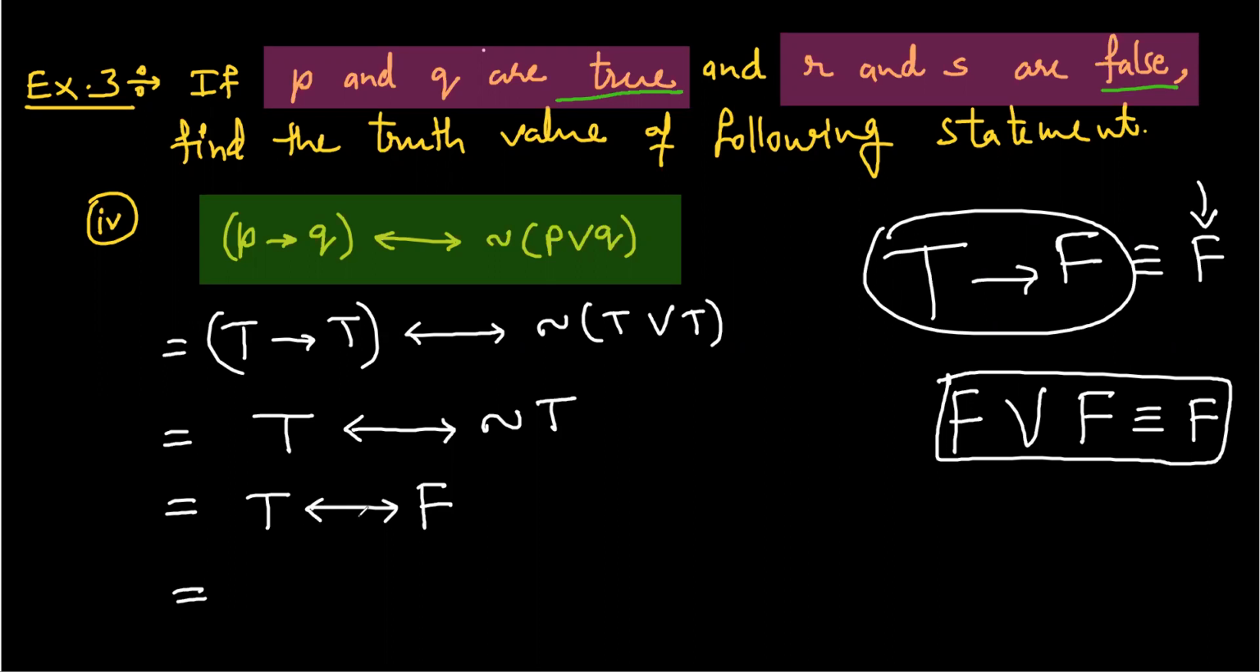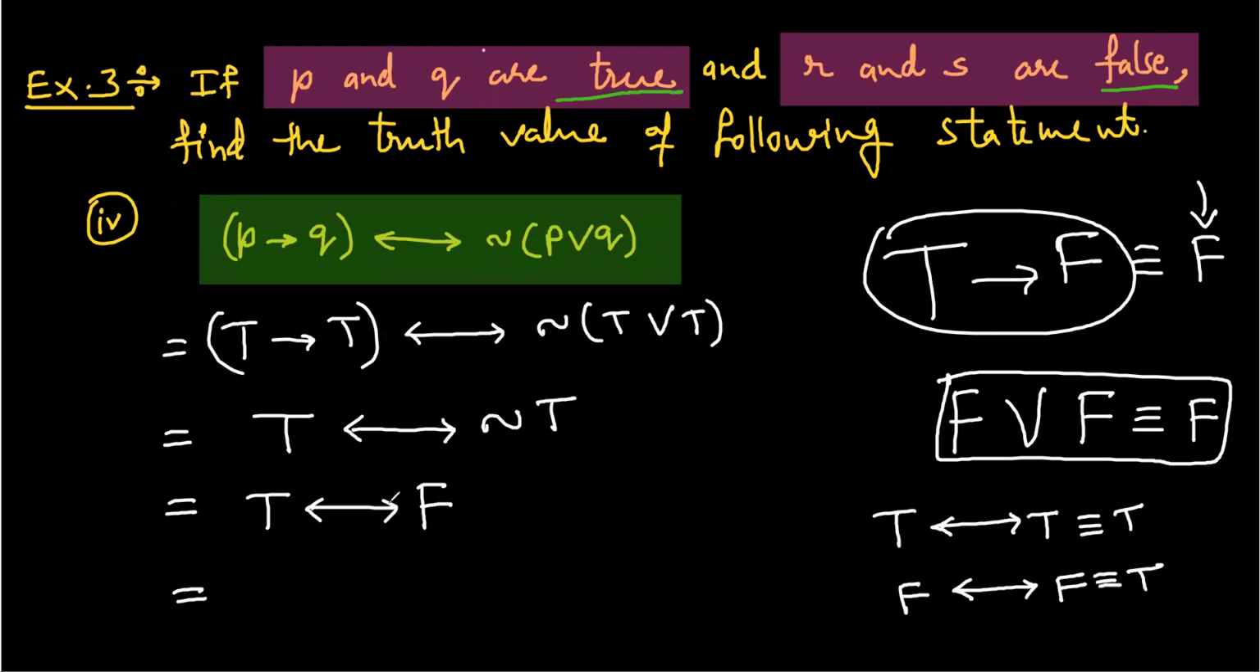Now once again I have here double implication. I know the law of double implication. The law of double implication says when the truth values of both component statements are same. See, true double implication true, both are same. False double implication false, both are same. So when both the component statements have same truth value, then it is true, and in all other cases false.